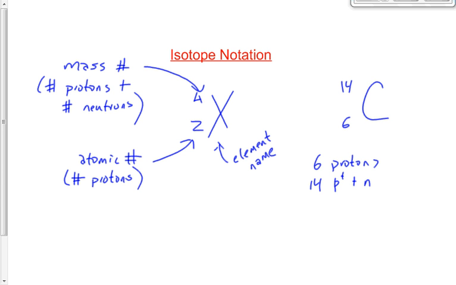How many neutrons? If we've got 14 protons and neutrons, how many neutrons would be present here? Yeah, 8. How do you know that? Good. If you have 6 protons and 14 neutrons and protons combined, then you're going to have 8 neutrons. Good. Now, sometimes you might see this notation written like this, just carbon-14.